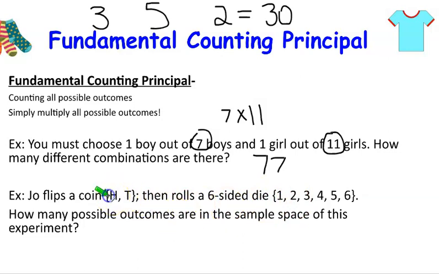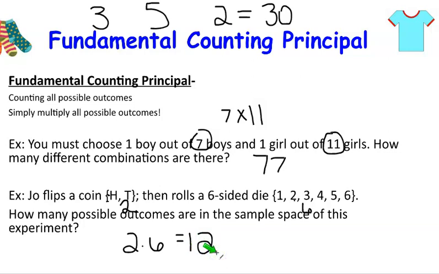Well, let's just talk about it. You could get a heads and then roll a 1. You could get a heads and roll a 2. You could get a head. That's a lot of work, right? Multiply. 2 choices when you flip a coin. 6 choices when you roll a die. 2 times 6 is 12.